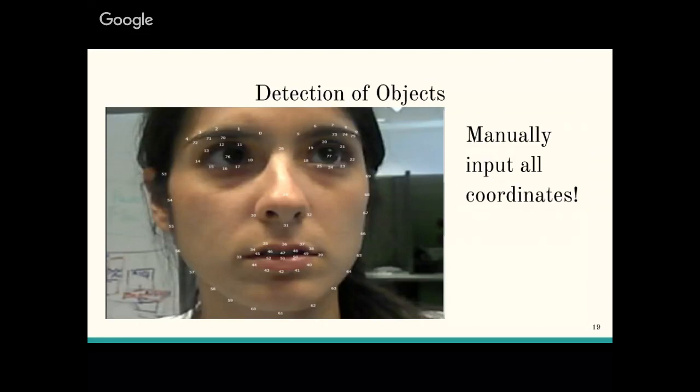And for those more complicated tasks, in the training side, we need to manually input all the positions of the crucial points on a person's face. And the final vector will also be larger. It will definitely include all the x coordinates and y coordinates of the key points on a person's face.